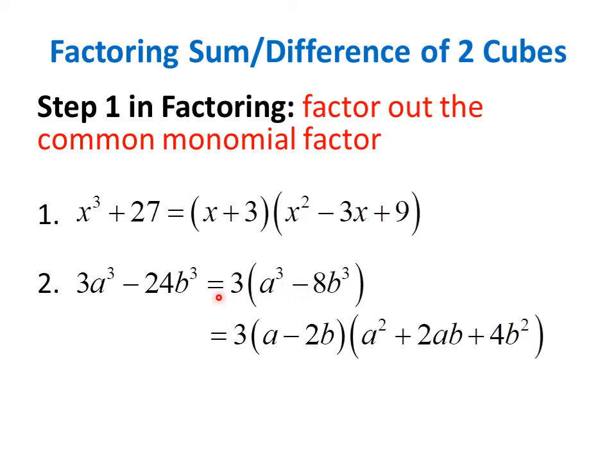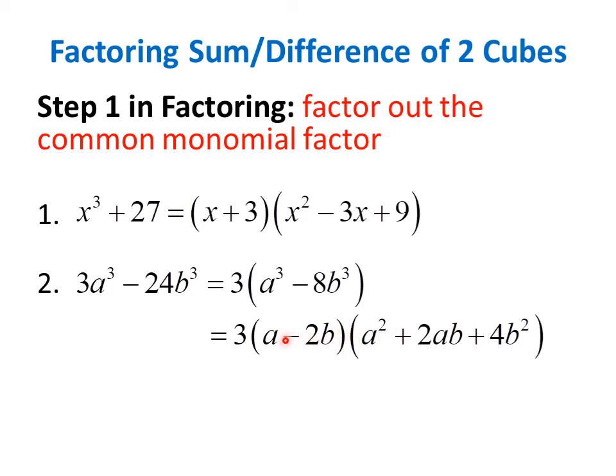To factor, let's copy the number 3. Okay, the cube root of a cubed is a, minus, same operation. The cube root of 8 is 2. The cube root of b cubed is b. Now to write the trinomial factor, first term, square of this, a squared.